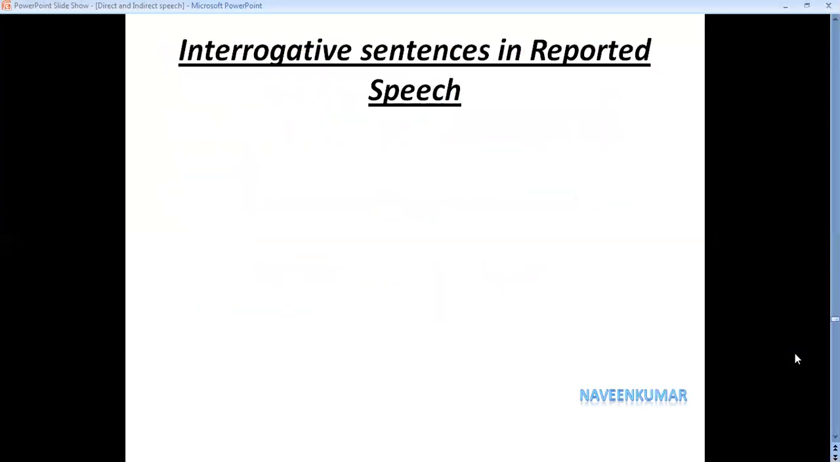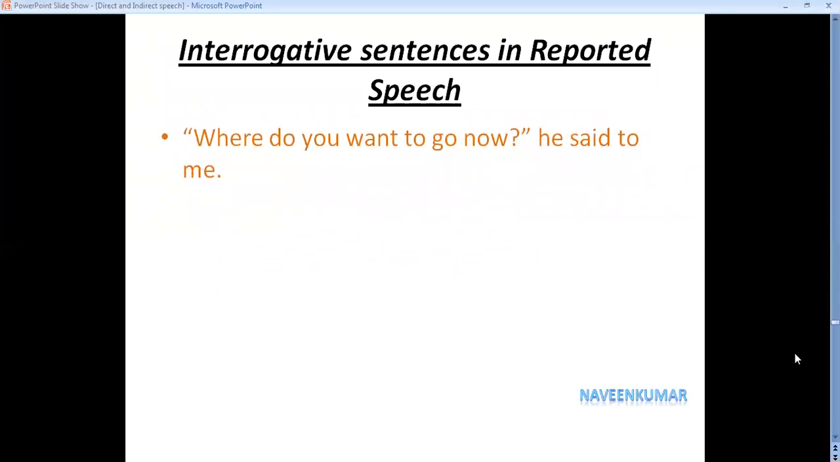Now, interrogative sentences in reported speech. If the direct speech is in question form, how to change that into indirect speech? Where do you want to go now? He said to me. So this is a question. So now direct speech is in question form, so here the second rule applies. The table comes into play. So you have to identify the tense of the direct speech, and then according to that, you have to change it. Where do you want to go now?